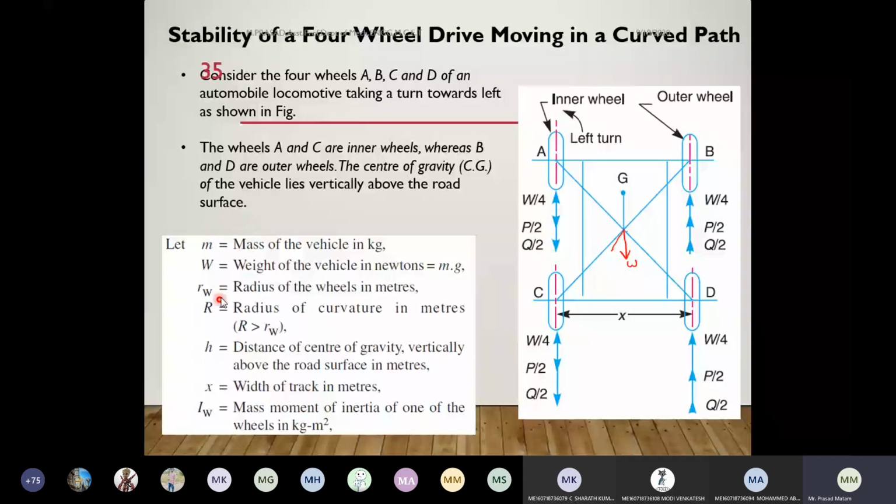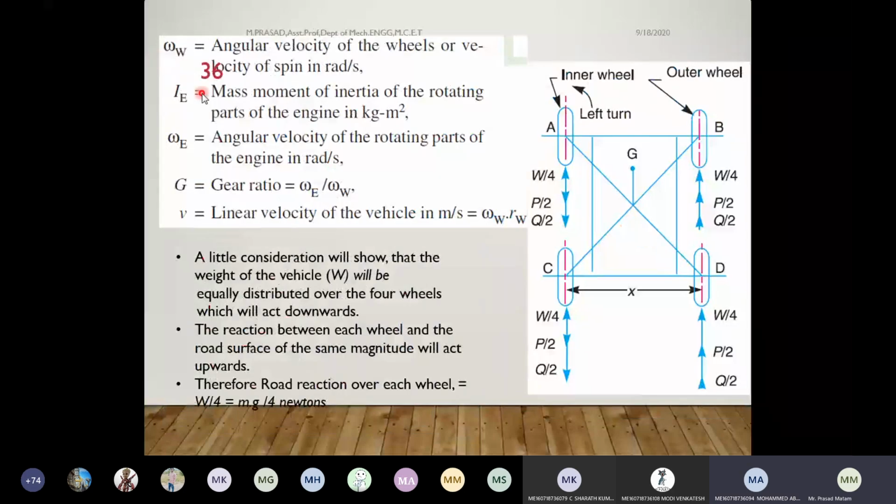Already we have defined M, W, RW, R, H. X is the width of the track in meters. You can see the distance between the wheels. X is the distance between the wheels. IW, mass moment of inertia of wheels in kg meter square. Omega W, angular velocity of the wheels. IE, mass moment of inertia of the rotating parts.